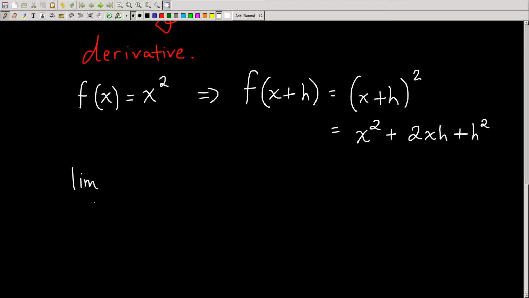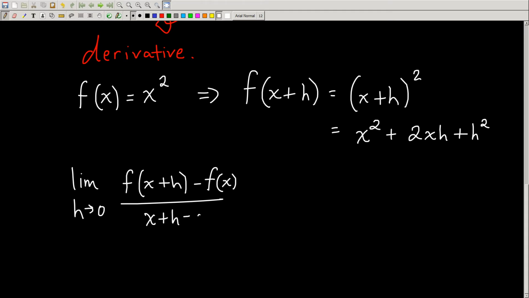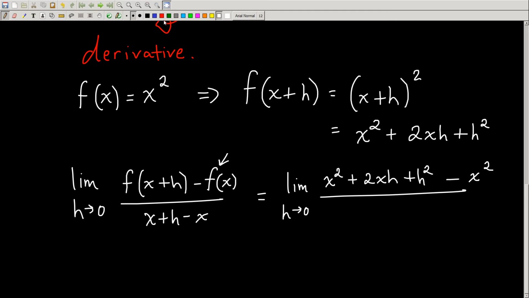So if I actually write this out right here and plug in my information, this is what happens. Watch this. What do I get? This becomes the limit as h approaches 0 of x squared plus 2xh plus h squared minus, and this thing right here is x squared, so minus x squared, all over h. And if you notice, you can actually simplify the bottom readily. The x's cancel, and all you're left with is h on the bottom.